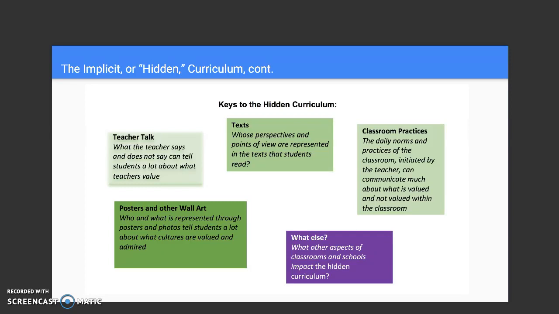Posters and other wall art, very, very important. Sometimes when I talk about culturally relevant curriculum, math teachers will say, well, this doesn't really impact me because math is just math. But what you can hang on the walls in a math class can really communicate that you're valuing various cultures and perspectives. So think about what other aspects of classrooms and schools can impact the hidden curriculum.